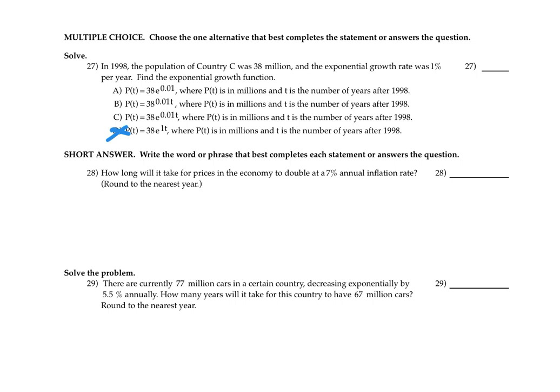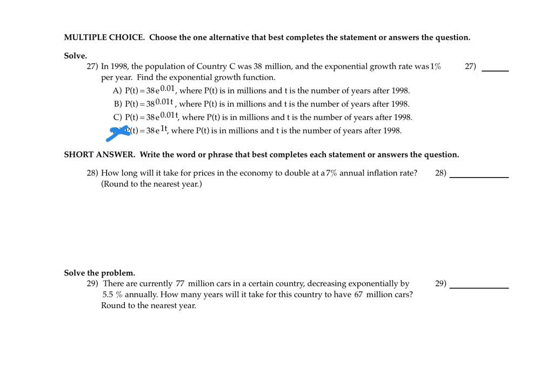The formula on your sheet is P sub 0 times e raised to the k times t. P sub 0 is our starting amount. So this country started with a population of 38 million. They didn't write out the entire 38 million, they just said 38, which represents 38 million. So you just have to know your answer is going to be in millions.